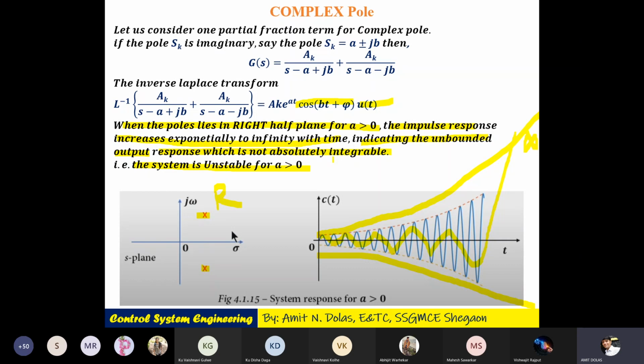So you please remember these small terms. If the complex pole is in the right hand side, then the system is unstable. Complex pole in the left hand side, then it will be stable. Real pole in the left hand side, stable. Real pole in the right hand side, unstable. Real pole at origin, marginally stable.